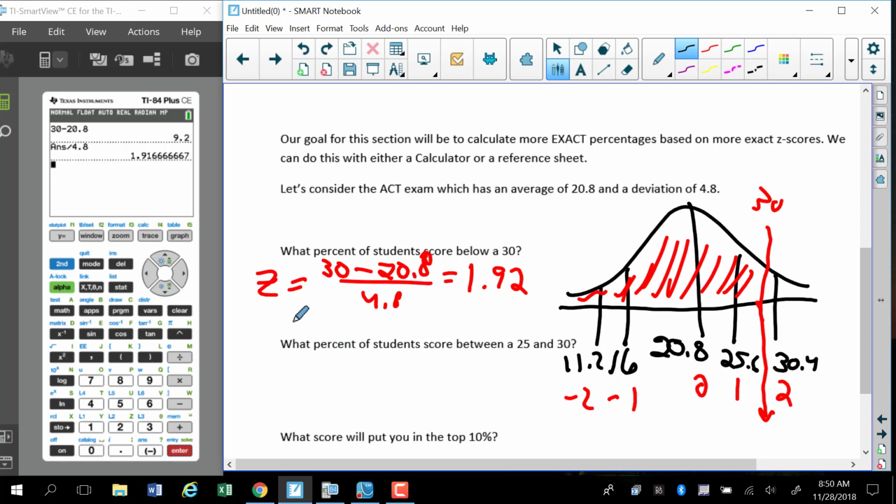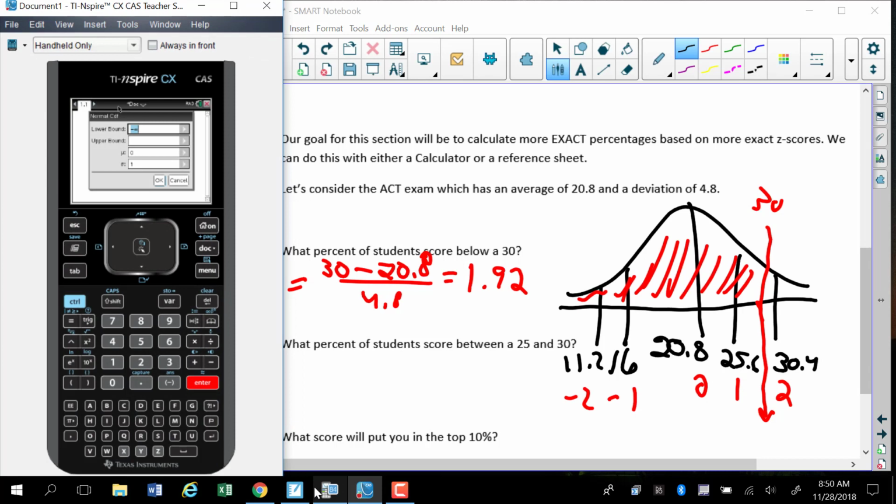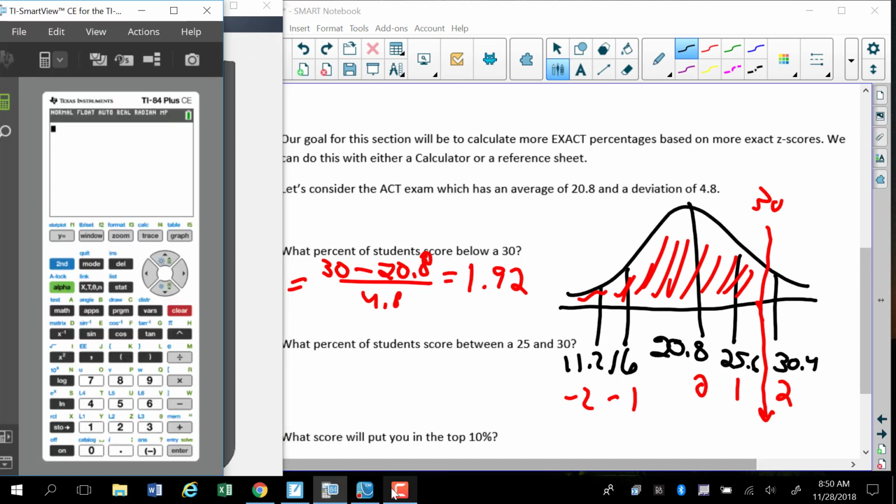So now, in order to find the percent, we're going to use this calculator to do that. I'll show you how to use it on here or the Nspire. They're both similar. So for a TI calculator like this, one of the 84 pluses or 83s, you're going to hit second and then the vars key and go to your distribution screen. And you're going to go down to where it says normal CDF. That stands for normal cumulative distribution function, which is what this is. And hit enter. And what they give you is lower bound, upper bound.